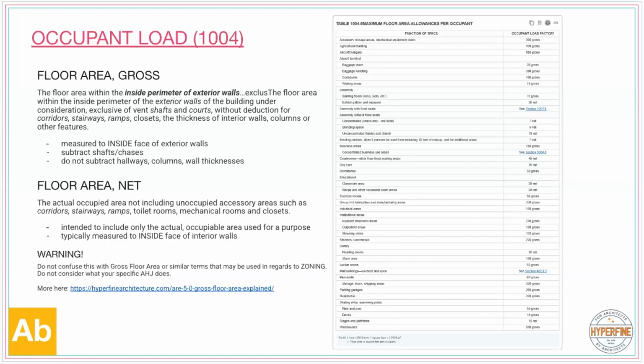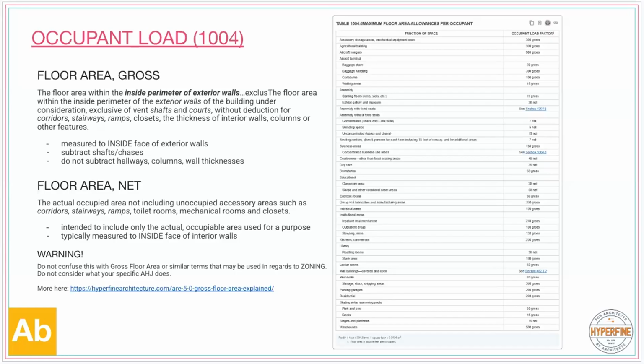Looks like I have a problem where I mispasted some of the stuff there, but this is from the code and/or the code commentary, but it's measured from the inside face of the exterior walls. You do subtract shafts and chases, so mechanical shafts, elevators, stuff like that. You do not subtract hallways, columns, and wall thicknesses.